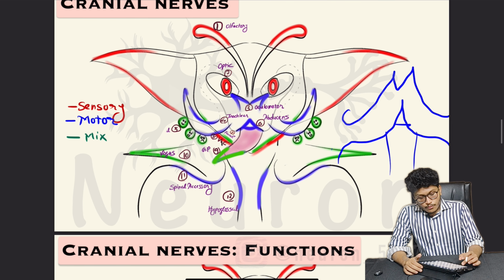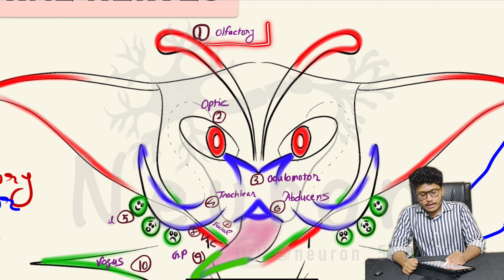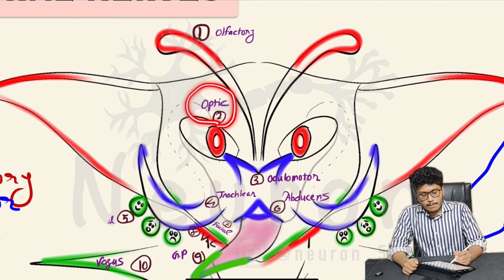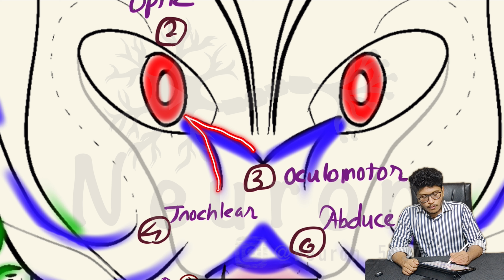So let's move to the functions of each and every cranial nerve. This olfactory nerve is a sensory nerve and helps us to smell things. This second nerve is the optic nerve and helps us to visualize things around us. The third nerve here is a motor nerve. As you can see, this is the shape of M.